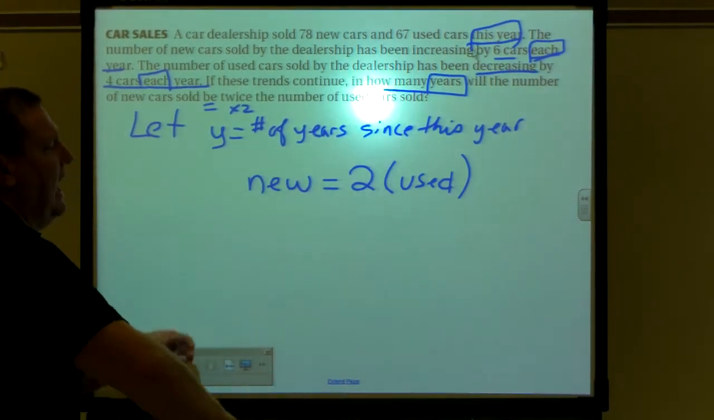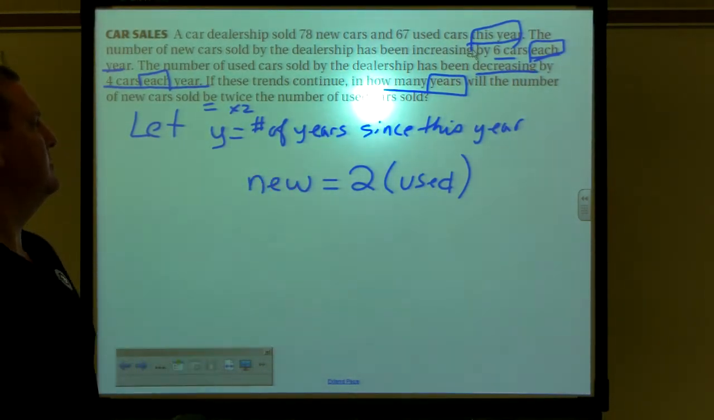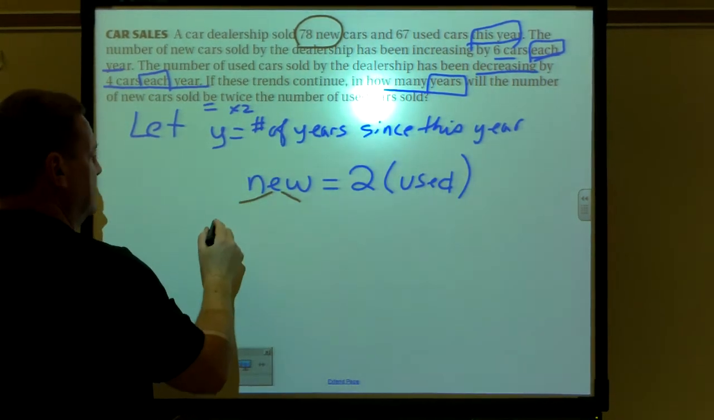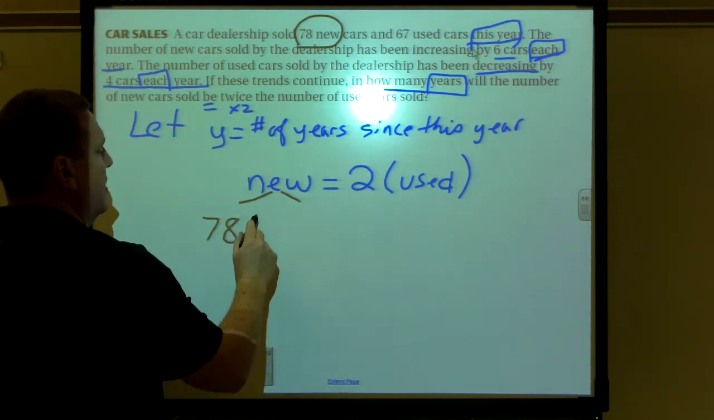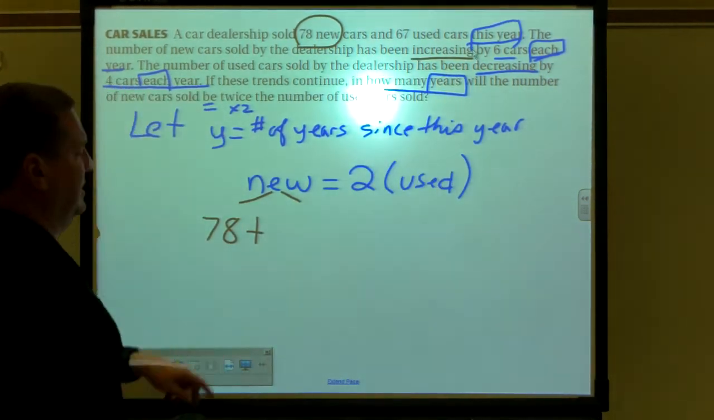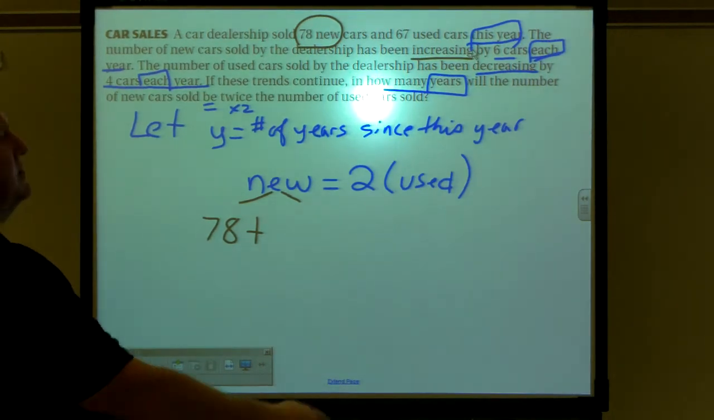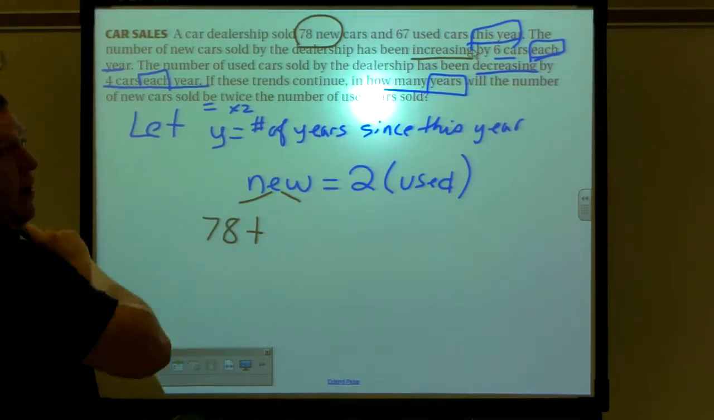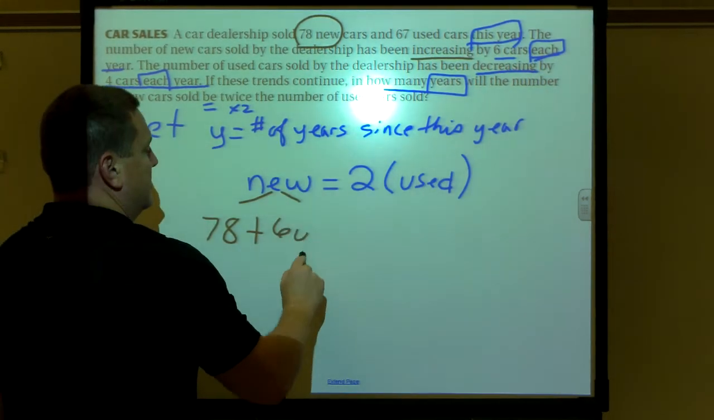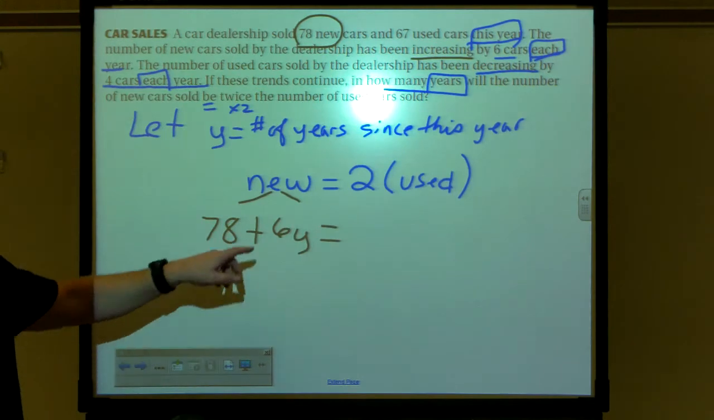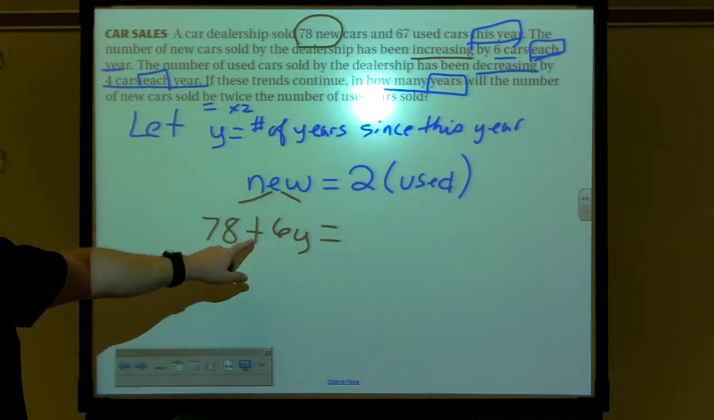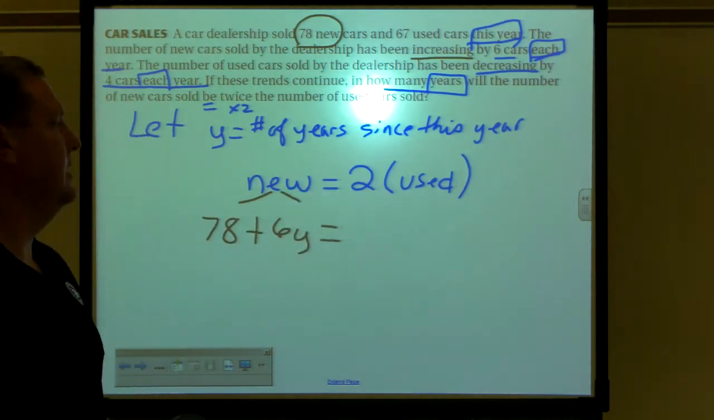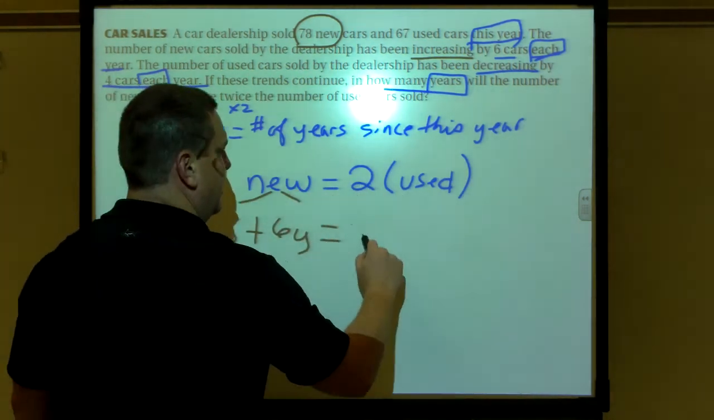Now the question is, how do I figure out what the new amount is? Well, we know what we started with this year was 78. So new consists of 78. But it's increasing, which means plus. And how much is it increasing by? 6 times the number of years. Well, y is the number of years, so this is going to be 6 times y. And then we want to figure out to get double the used cars. So 2 times the used.